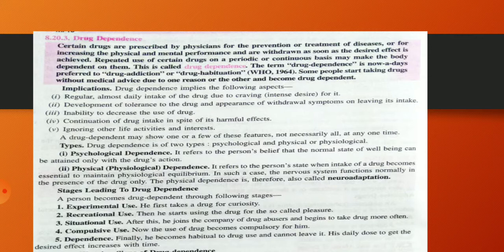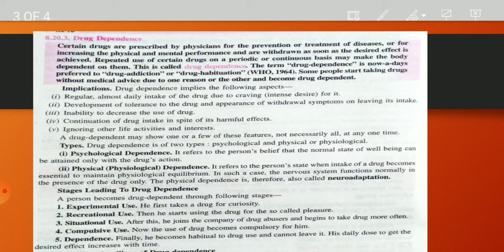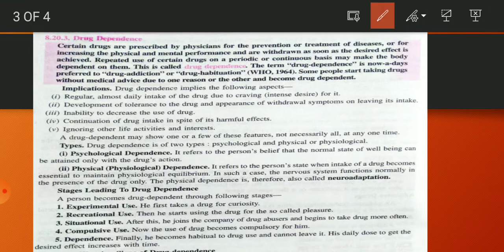So what are the types of drug dependence? It is of two types. The first one is psychological, and the second one is physical or physiological. So what is psychological dependence? It means what is the effect of the drug on the psychology?